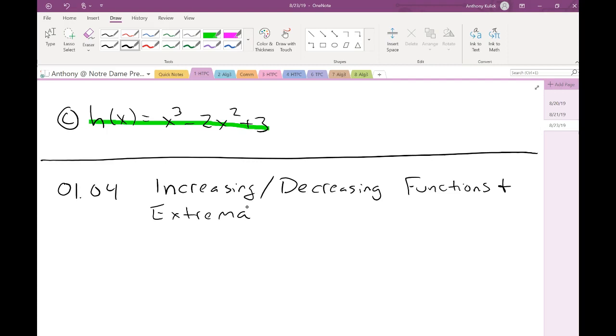So, on to section 4. In section 4, we're going to talk about increasing and decreasing functions, as well as extrema.